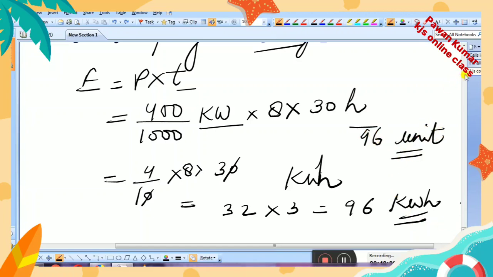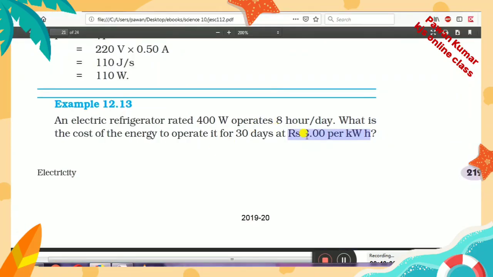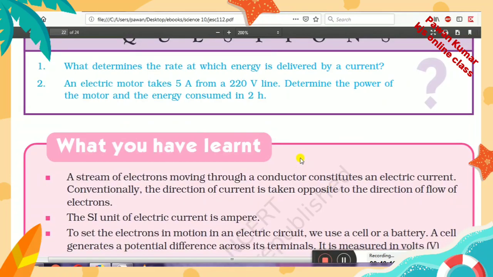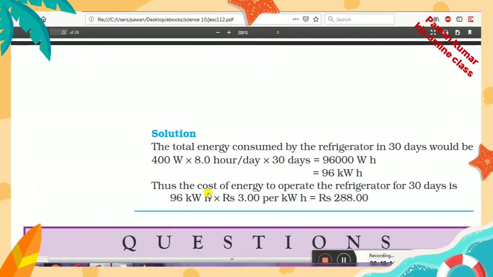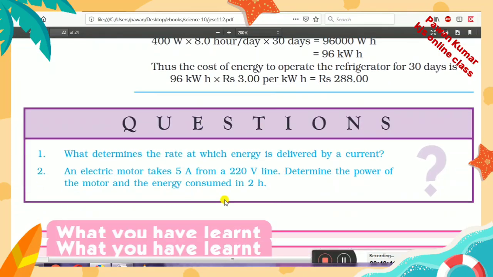That means 96 units. And 1 unit costs how much? 1 unit costs 3 rupees. So to find out the cost, what will we do? 3 into 96. It will give you 288 rupees. For a month, if there is a thing of 400 watt and you are using it for 8 hours daily for 30 days, then for 30 days you have to pay 288 rupees at 3 rupees per unit. Okay, after this we have an exercise, a short exercise.